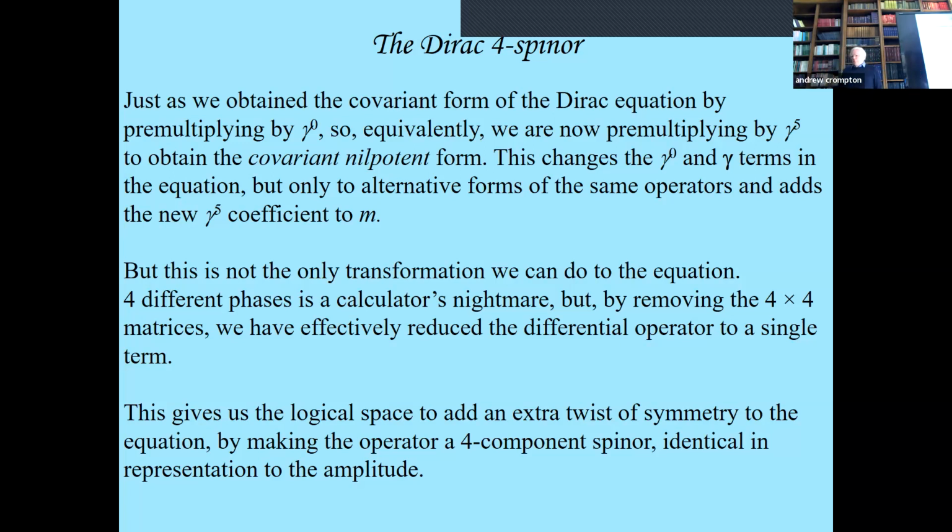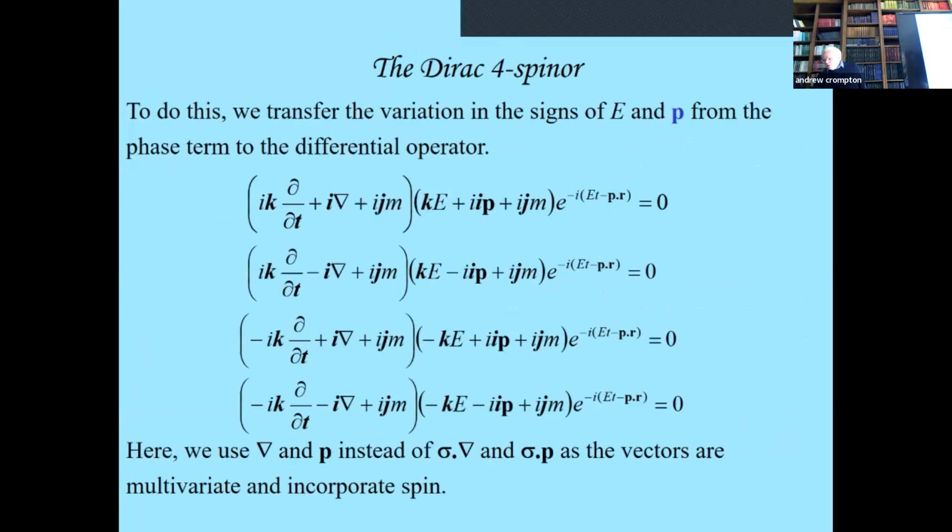So if you remove the 4x4 matrices, we can actually linearize it, but it also gives us more logical space because we can manipulate the other terms a lot easier if we do that. We're going to transfer the signs of E and P from the phase to the operator. So before we had one operator and 4 phases, now we've got 1 phase and 4 operators. Okay, can you see that, what I've done there? I've got rid of any plus and minuses in the E to the minus term, they're all the same, and it's been transferred to the operator term on the left. And by the way, I don't use sigmas in any of this because we don't need them if we use multivariate vectors.